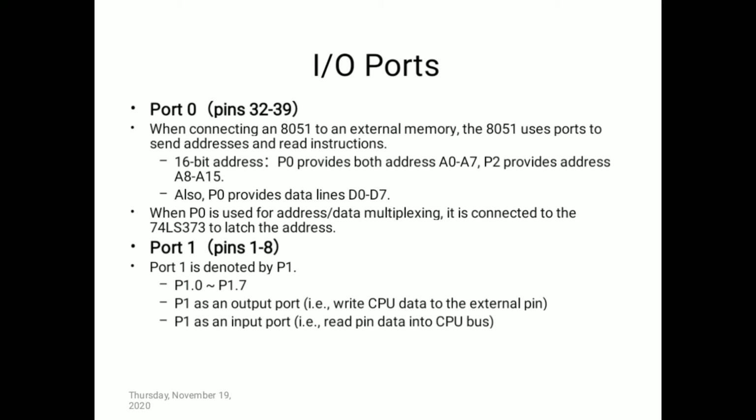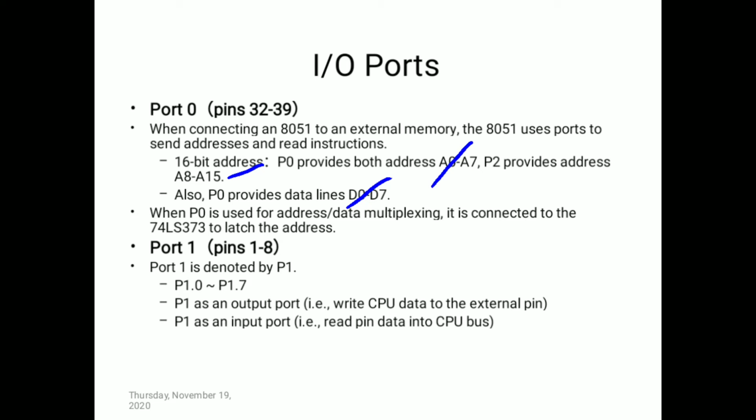When connecting an 8051 to an external memory, we use port 0. Port 0 is used for address multiplexing, and on this we can connect some data lines also. Port 2 provides the higher order address lines, that is A8 to A15. Since port 0 has address and data lines multiplexed, it can provide both address A0 to A7 as well as data D0 to D7.